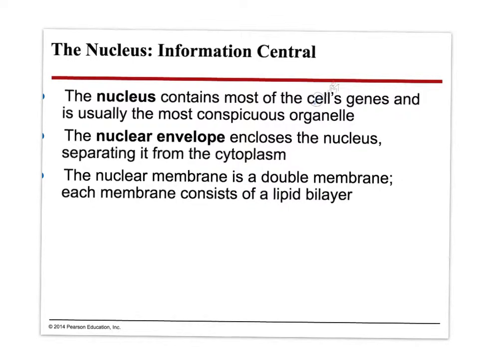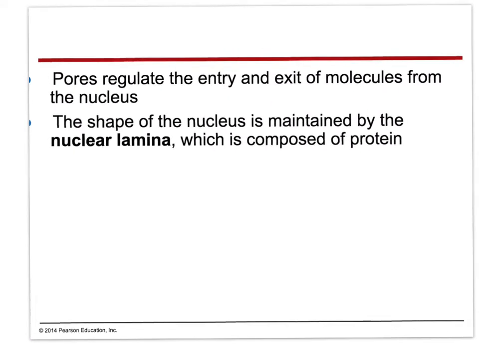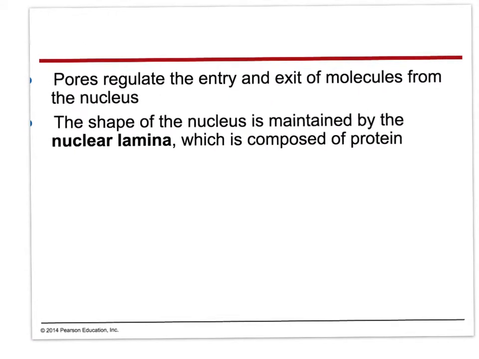Okay? So the nuclear membrane is a double membrane. Each membrane consists of a lipid bilayer. All right, so you have a double layer. Within that, the nucleus is shaped by something called the nuclear lamina. Okay, and the nuclear lamina is composed of proteins such as what we call lamin A/C proteins. Okay.